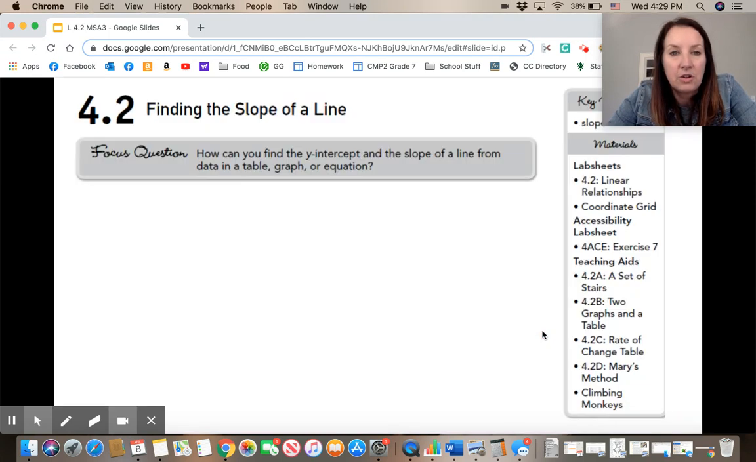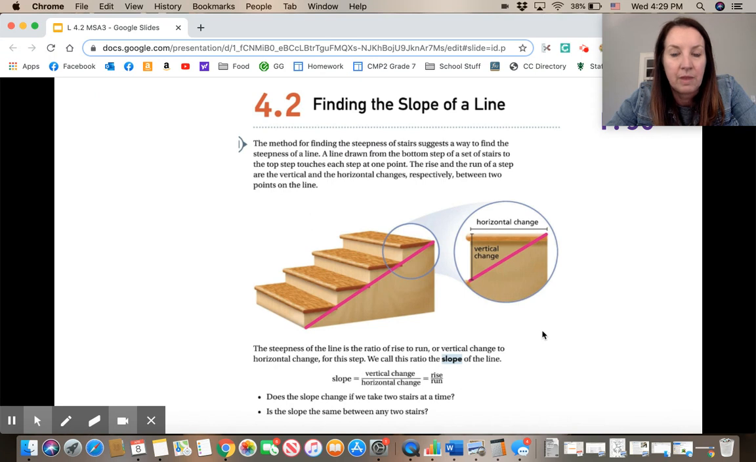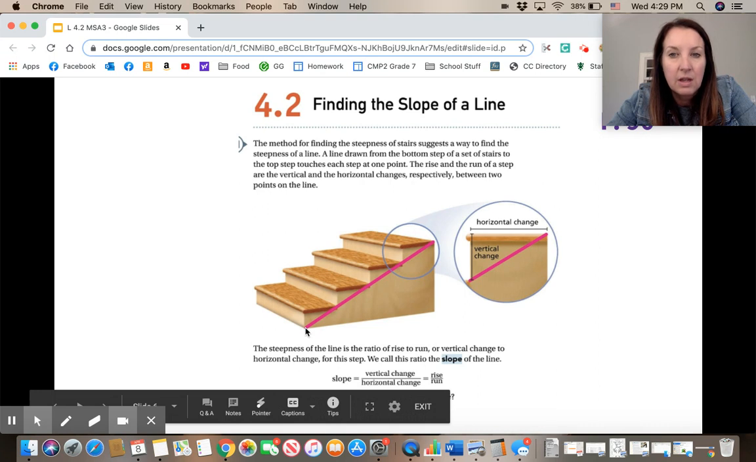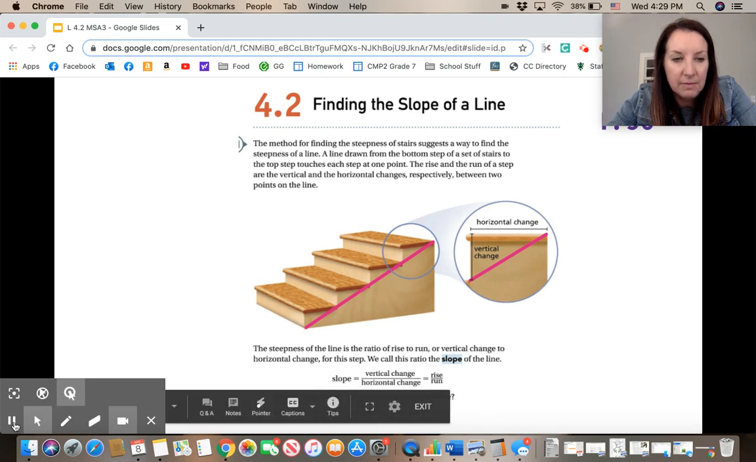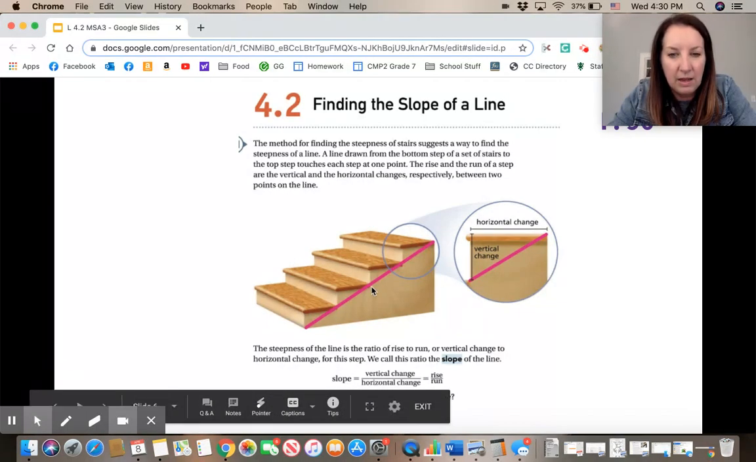All right, so today we are talking about finding the slope of a line using the y-intercept and the slope of a line from the data in the table, a graph, or an equation. Still thinking about the stairs, the method for finding the steepness of stairs suggests a way to find the steepness of a line. A line drawn from the bottom step of a set of stairs to the top touches each step at one point. You can see where they touch it in that drawing.